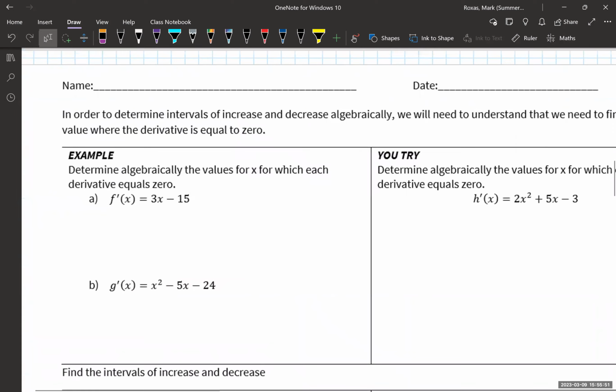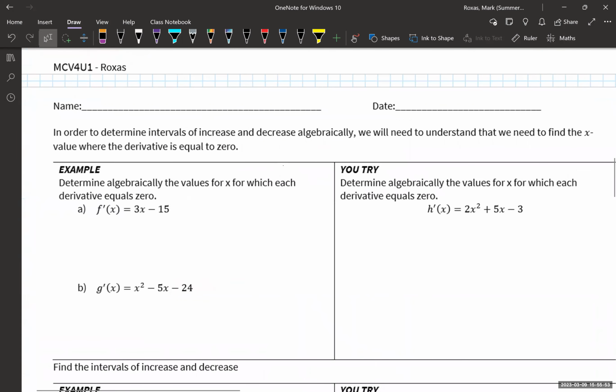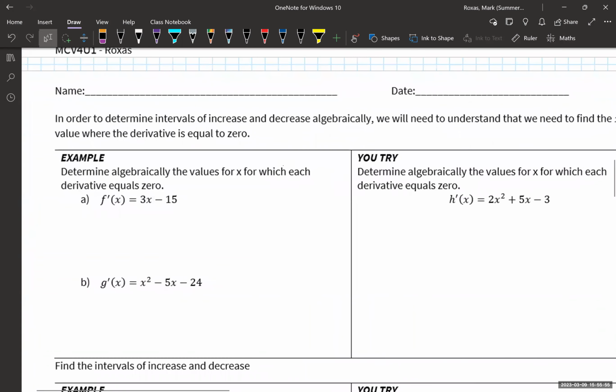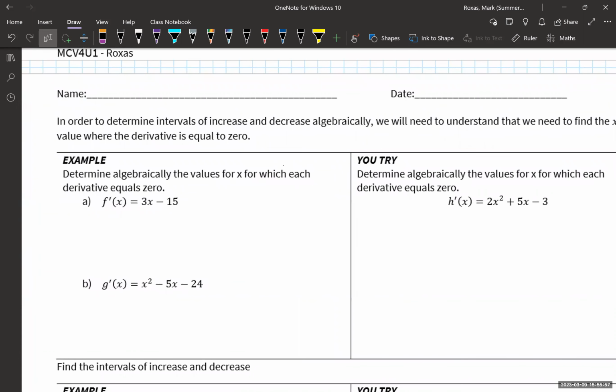Now, to get them algebraically, we do need to understand where do these turning points happen? Where do the graphs change from positive to negative and vice versa? And before we get to that, we do need to just get an understanding of how to find the derivative, and what value of x is the derivative equal to 0.